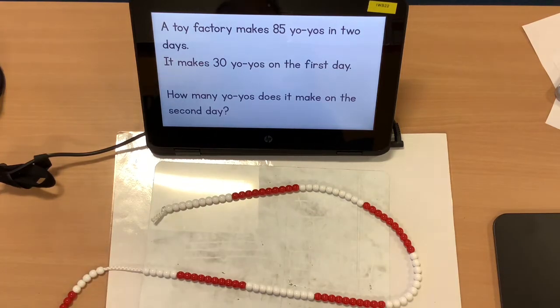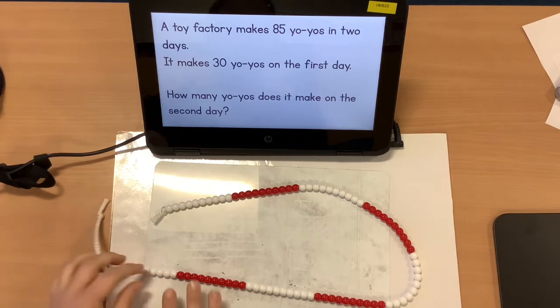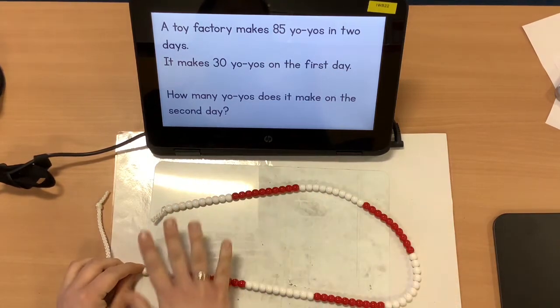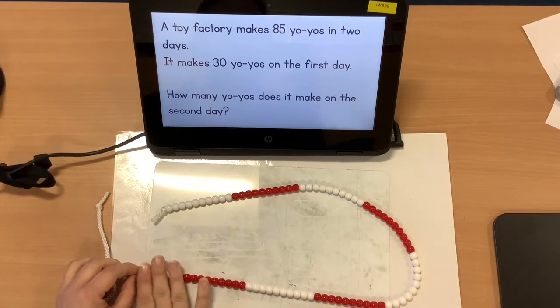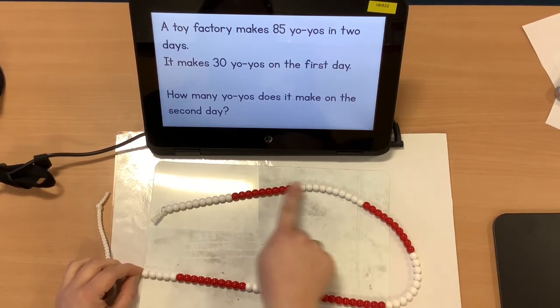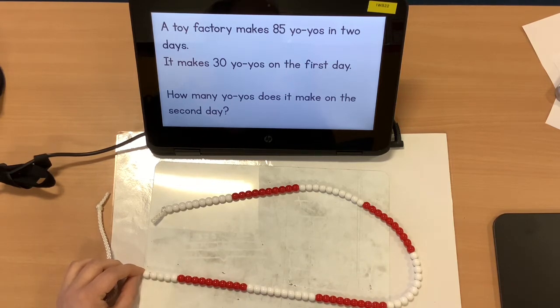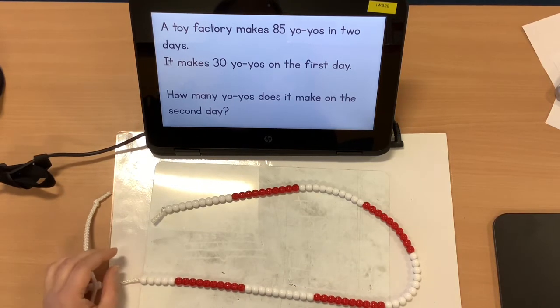Let's look at the rest of our problem. It says the factory makes 30 yo-yos on the first day. Now I don't add any more onto my bead string because my bead string shows that they were made in the 2 days. So what I actually need to do is make sure that I make my 30 from my bead string that I've already got, because this at the moment represents both days. It represents 2 days, and I need to now just find my first day.